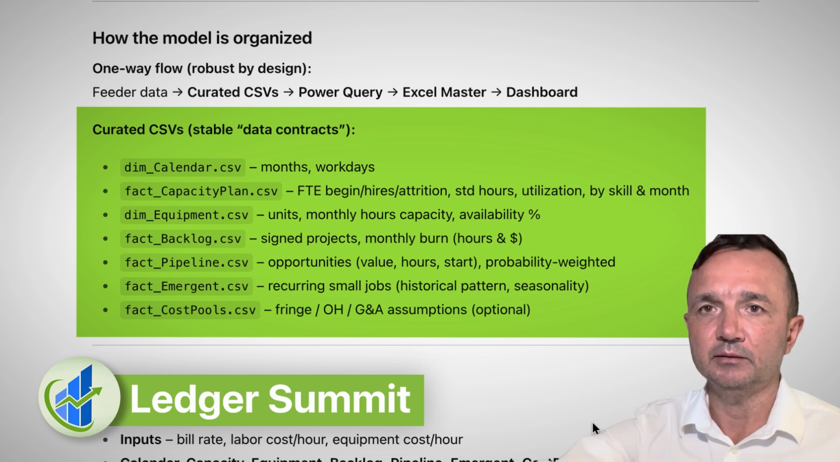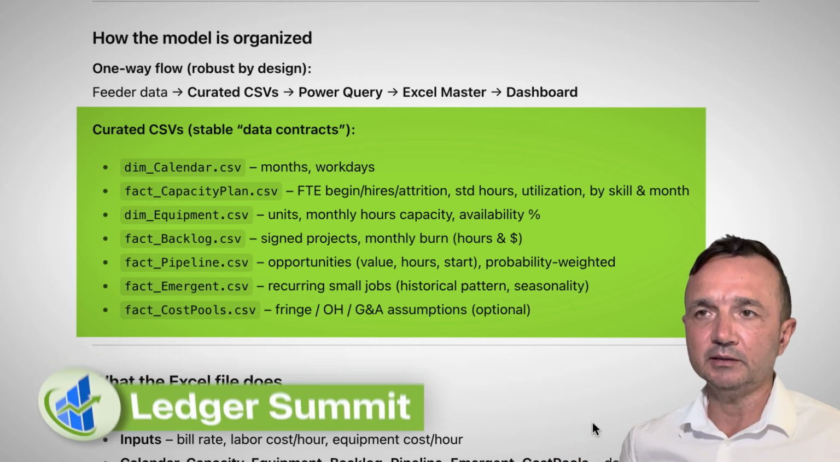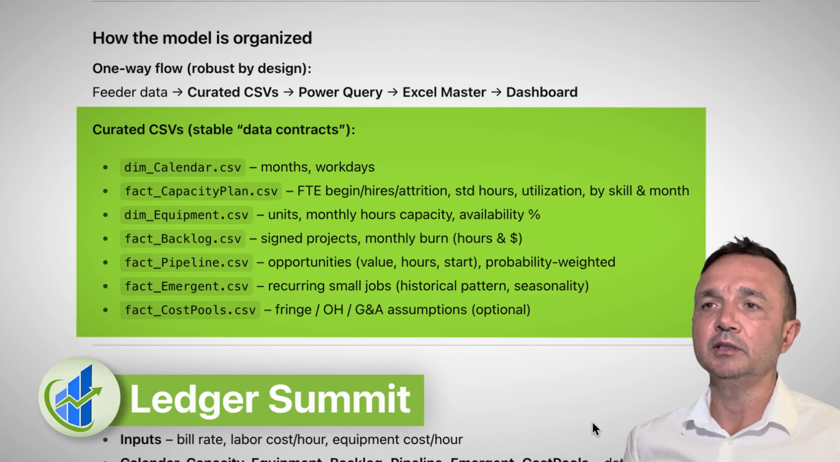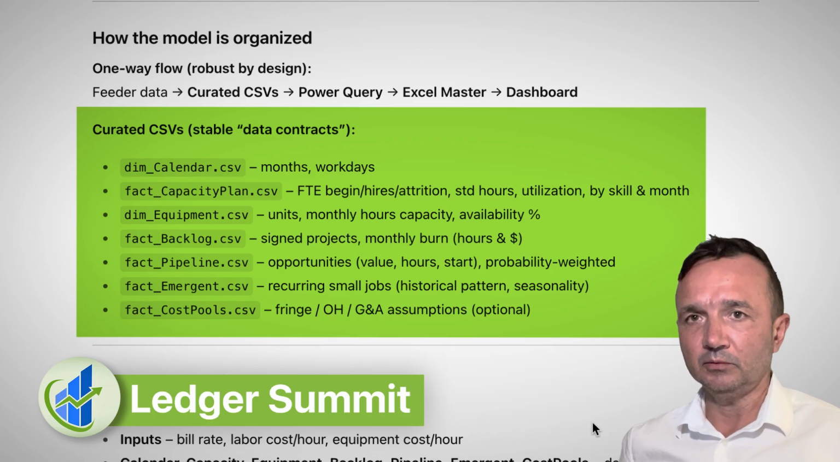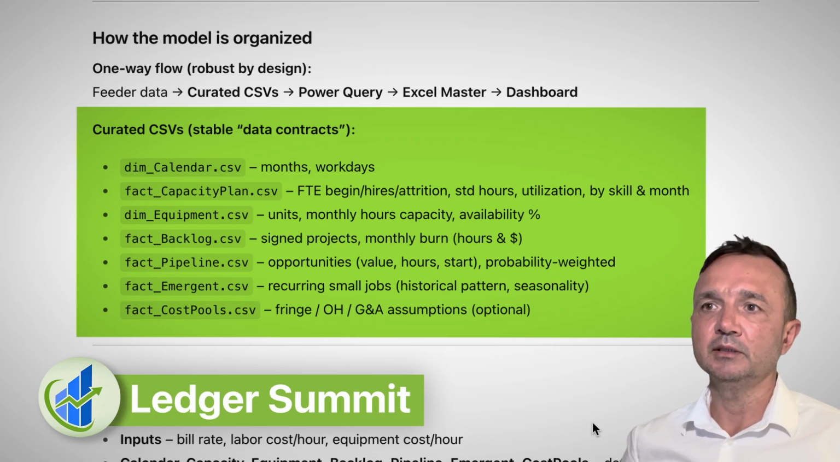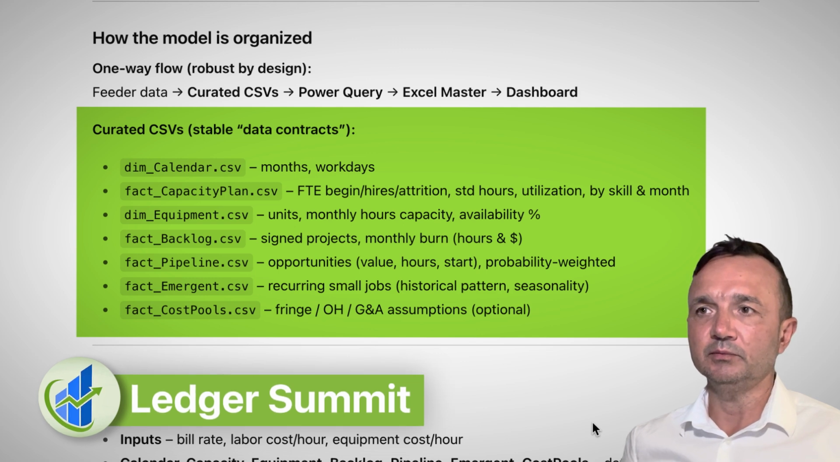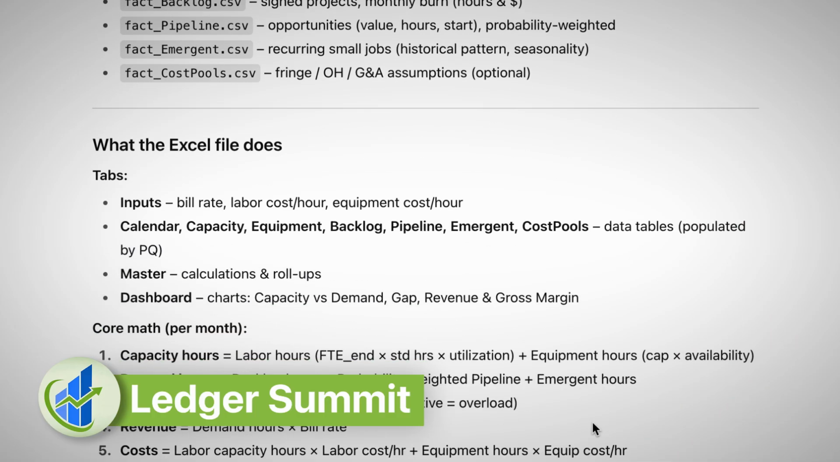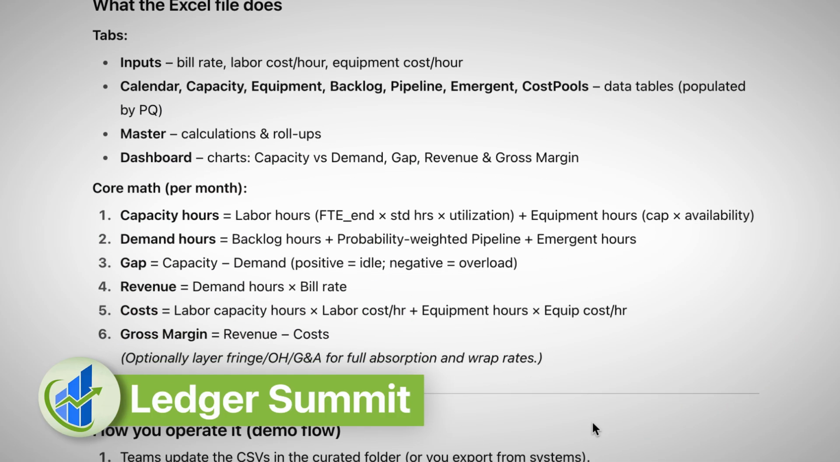I have a very basic model and it includes several pieces. It includes a capacity piece and a demand piece. For capacity, we look at people, how many people we have, hours, cost, and things of that nature. And for equipment, obviously this model can be extended to include other direct costs and other expenses to make it more complex. For the demand side, we'll look at backlog, pipeline, and emergent business that we know usually comes based on experience. These are the key descriptions of that model, what's included and how it works.